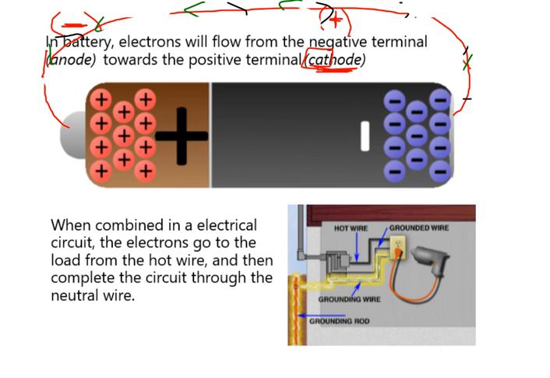All these negatives right here, do they want to be by other negatives? Do negatives like being by other negatives? Well, no. Like charges repel. So this electron right here wants to get away. Now, it would love to go this way, but it can't because there's a barrier between them. It physically can't. So an electron will start to go this way. It wants to get away from other negatives.